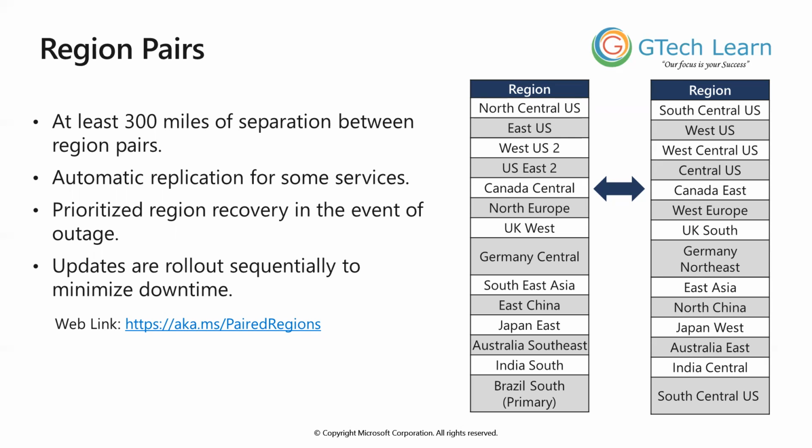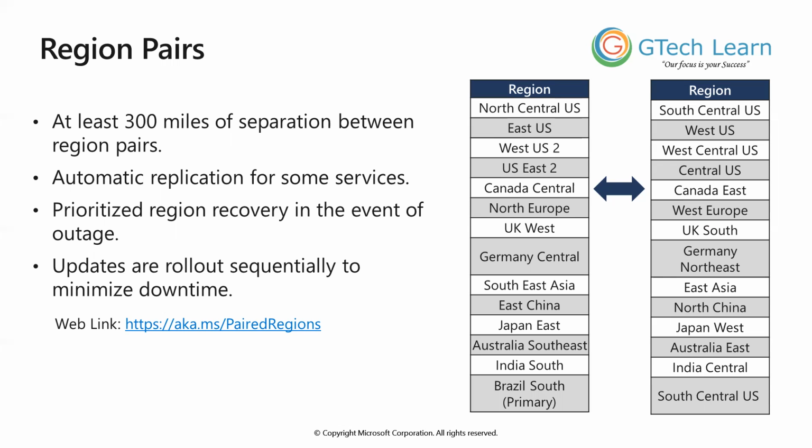That means, like in US, we will have a region pair of East US and West US. Similarly, we have US East 2 and Central US. If you come to UK, you can see that UK West has a region pair in UK South. That means every region has another region pair within the same geography except Brazil South. If you see Brazil South, it has a region pair in South Central US. So the rest are all paired within the same geographical region, and they should be at least 300 miles away. That means the distance between these two region pairs should be at least 300 miles.